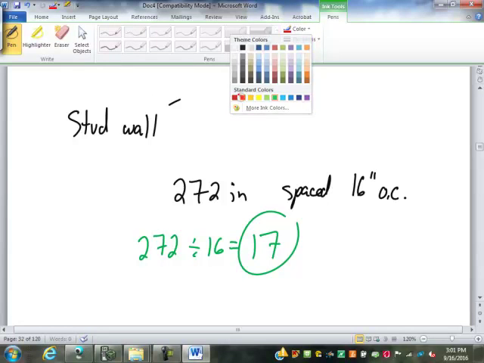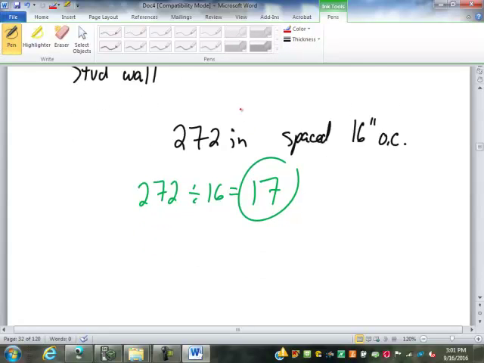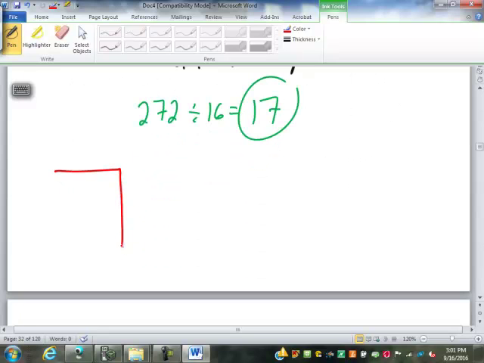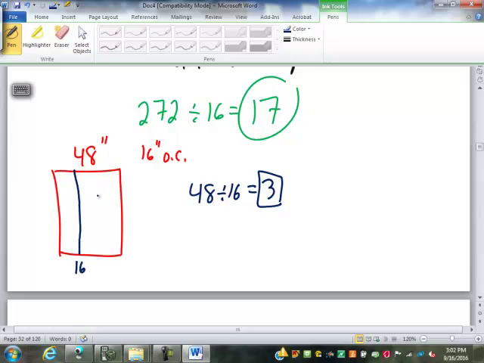But there's a problem with that answer. To figure out what the problem is, let's take a look at a smaller example. Let's say I have a 48-inch wall. Now I'm going to put my studs still 16 inches on center. If I do 48 divided by 16, I get 3. So if I'm looking at this, I've got a stud here at 16 inches. I've got a stud at 32 inches. And I've got a stud at 48 inches.